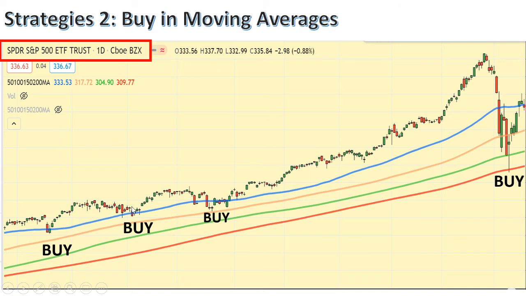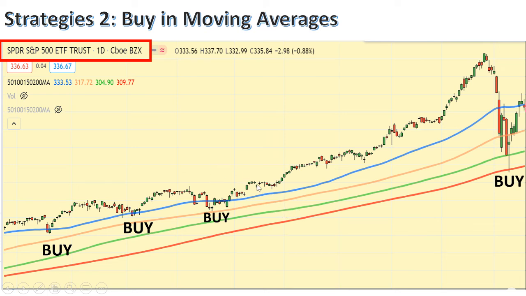So strategy two is buying at moving averages. Sometimes you don't want to buy too high, so you just wait. What you can do is add in the moving averages. Here are some of the moving averages that I use: 50 MA, 100, 150, and 200 moving averages.